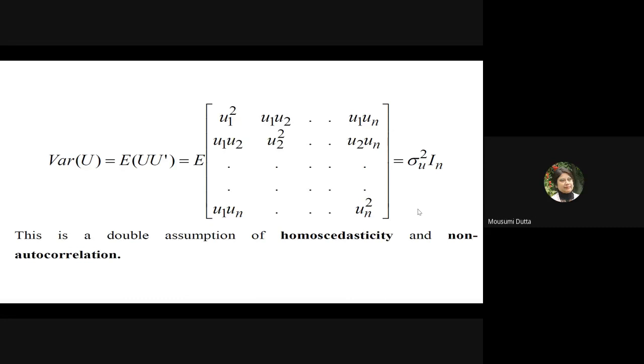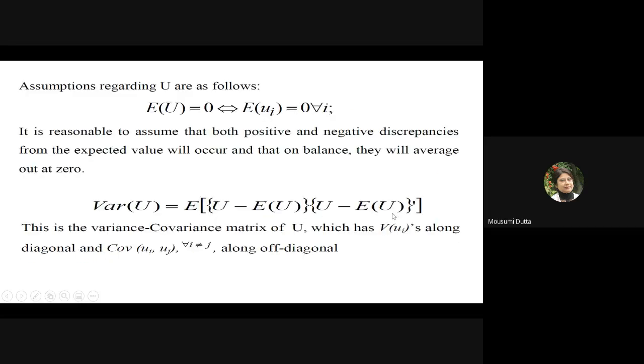So please take note of the fact that this is a symmetric matrix of order n by n. The variance covariance matrix is a symmetric matrix of order n by n. So when I took the product, actually we generate a matrix of order n by n.